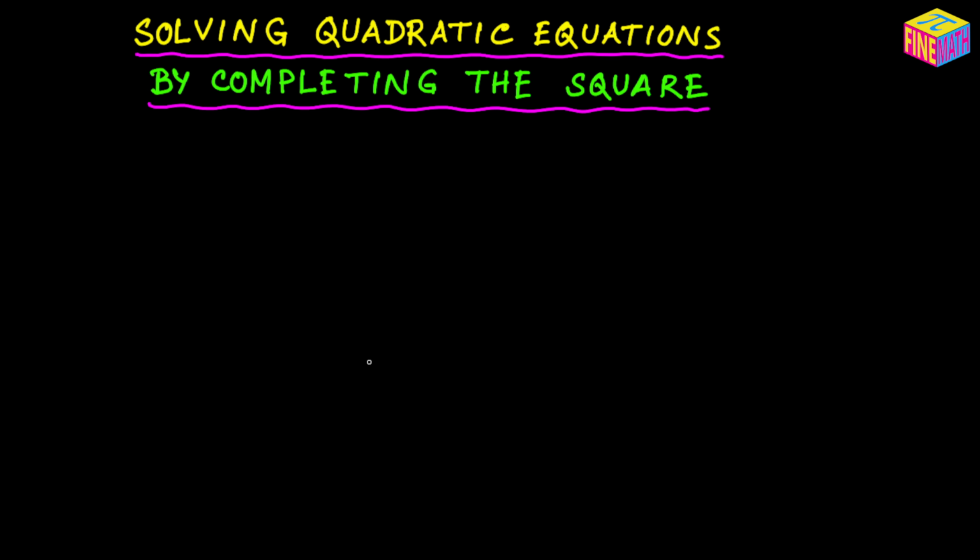Hi everyone, in this video we are going to discuss solving quadratic equations by completing the square. In a previous video we explained how to solve quadratic equations by factoring. When the quadratic polynomial can be factored easily, then factoring would be the ideal way to go. But sometimes the quadratic polynomial may not be easy to factor. In that case, we have to find some other way to solve it, right?